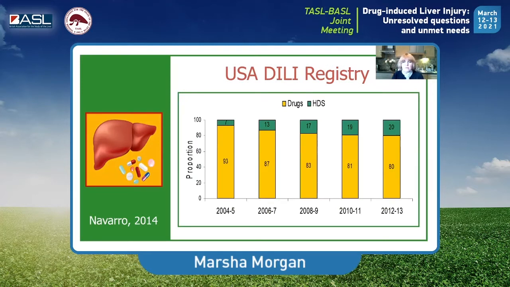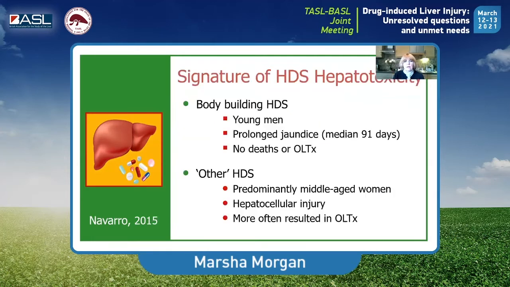The proportion of cases attributed to HDS has increased from 7% in the first year up to 20% from the latest data, and I gather that that is remaining the same at about 20%. The signature of HDS is twofold. The bodybuilding HDS, which we suspect almost invariably contain anabolic steroids, are young men presenting with a cholestatic picture, prolonged jaundice with a median of 91 days, but no deaths and no needs for transplantation.